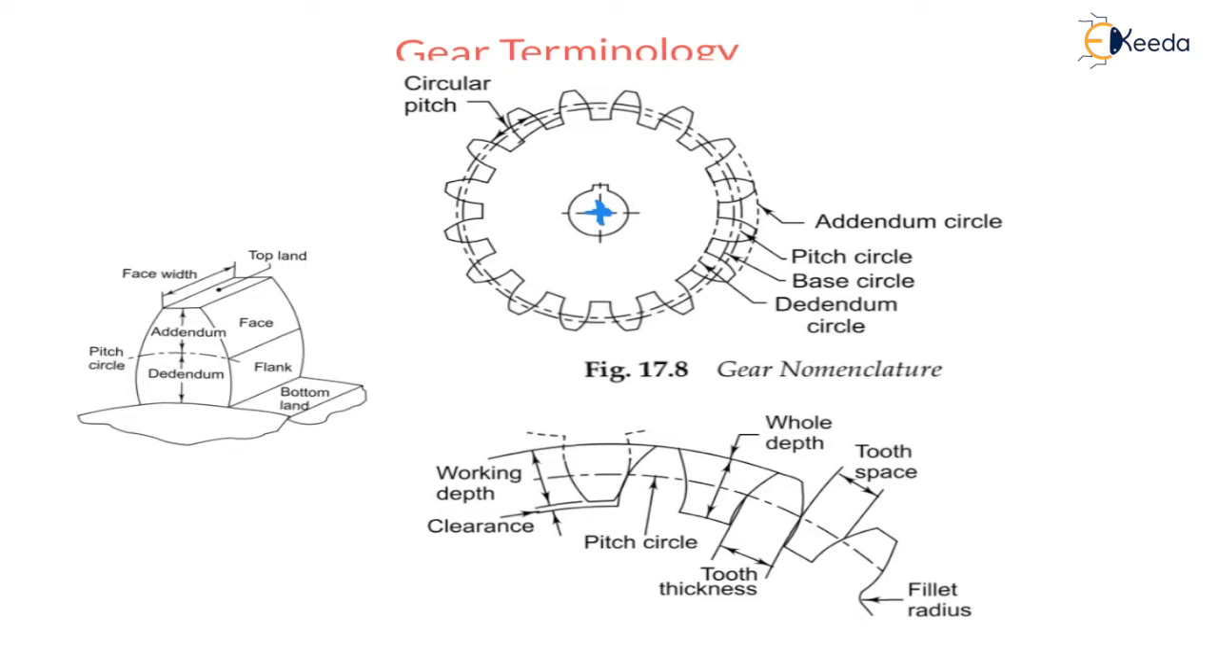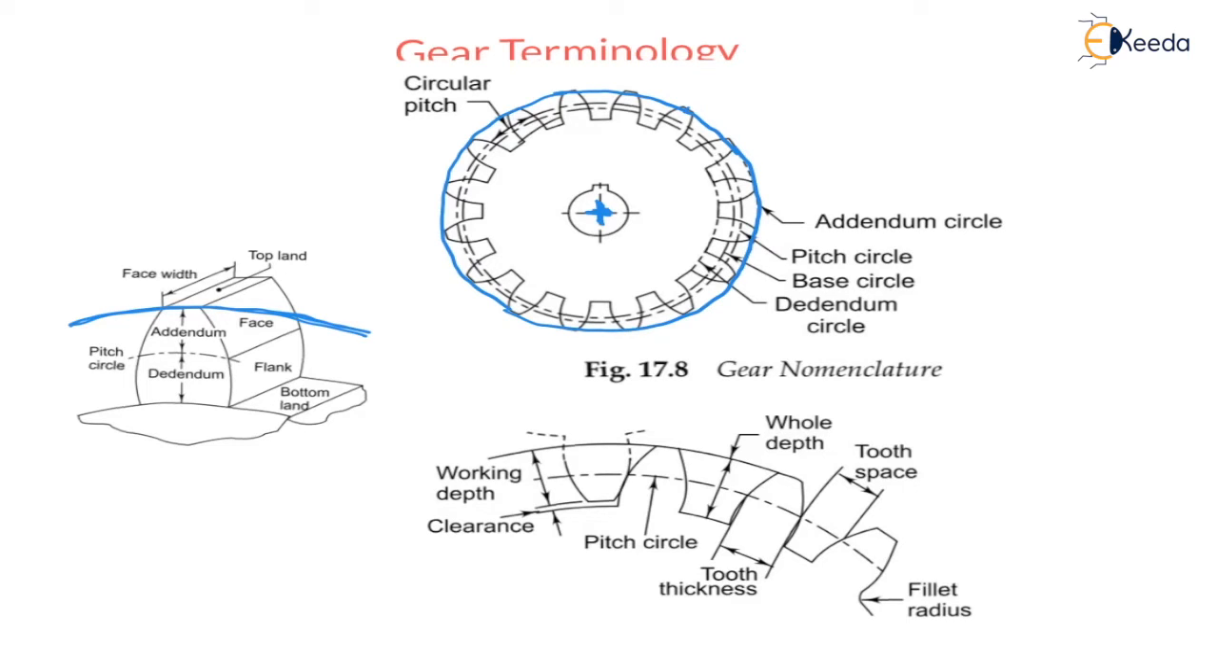Now from the center, if I consider the top land and draw one circle with the help of the center, then this circle is called the addendum circle. In this view you can clearly imagine, if I consider all the top lands of all the teeth and draw a circle covering all of them, we will get the addendum circle.